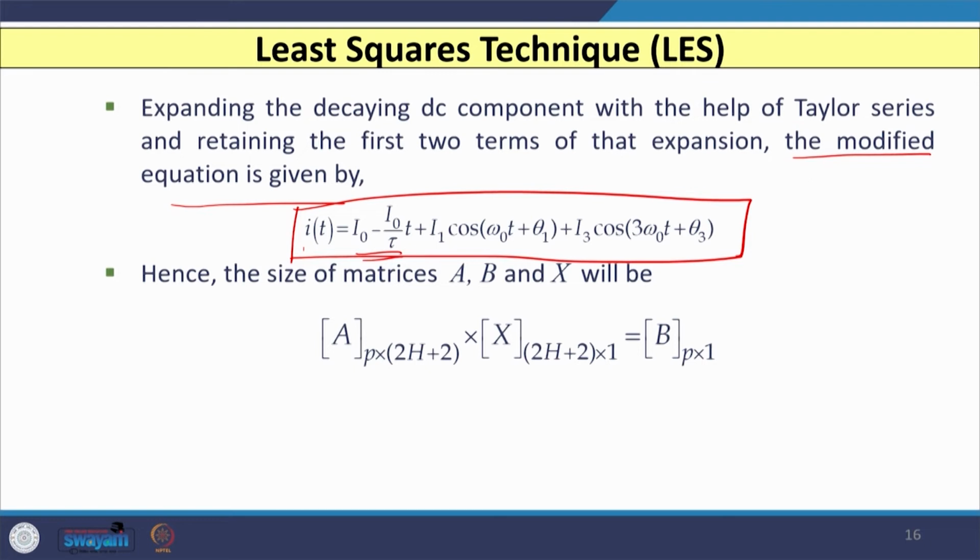Now the sizes of matrices A, B and X become like this. The size of the A matrix becomes P cross 2H plus 2 instead of 2H plus 1, because we have two terms for the DC value. The size of X is now 2H plus 2 cross 1; these two are again unknowns, so instead of one DC value unknown earlier, now two DC values are there. The size of B is P cross 1, as it is.